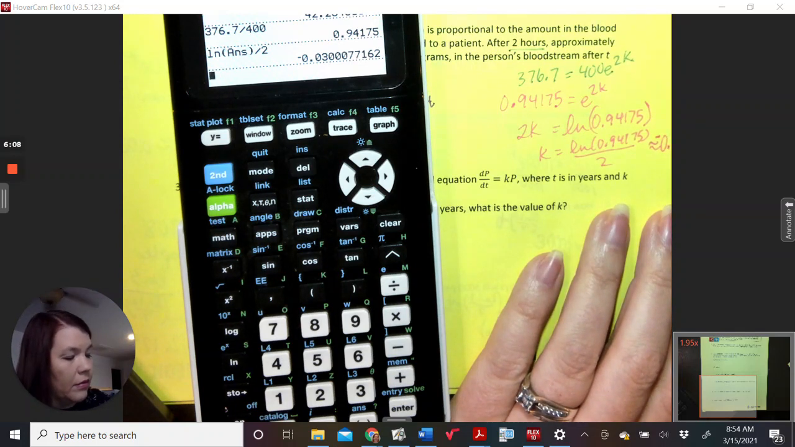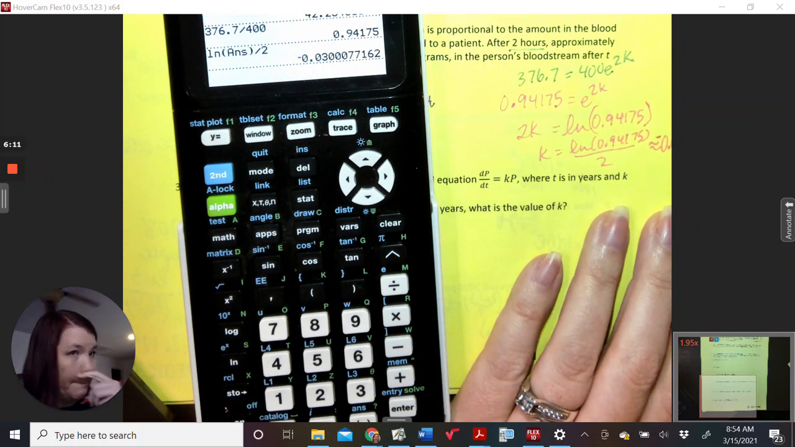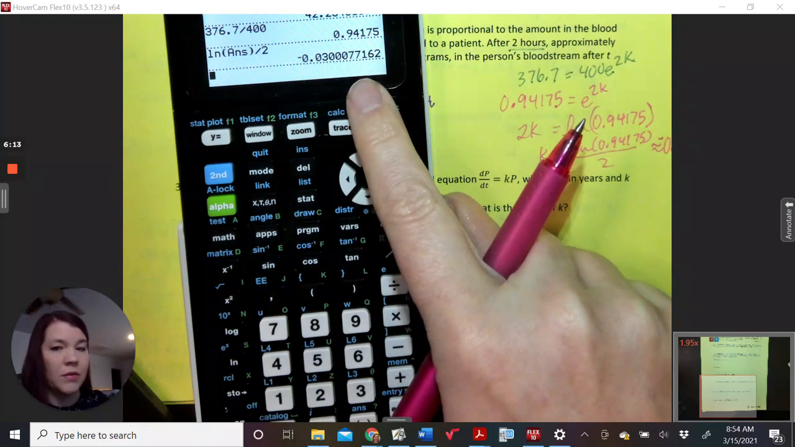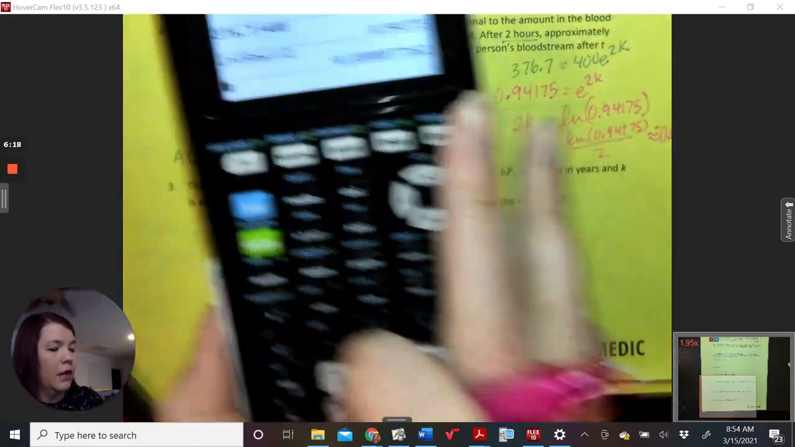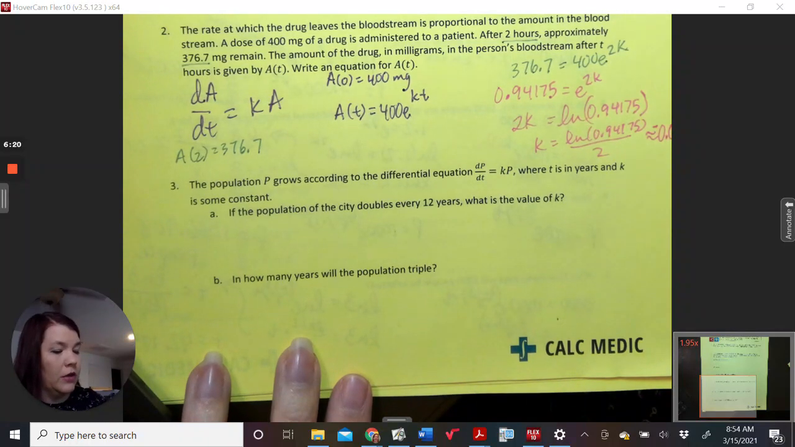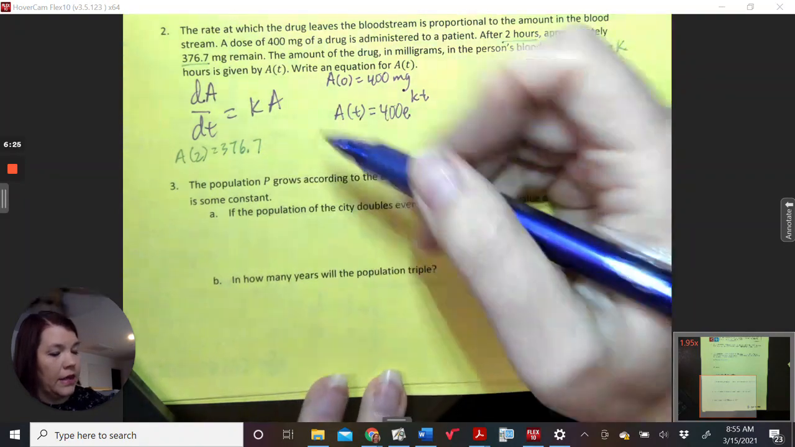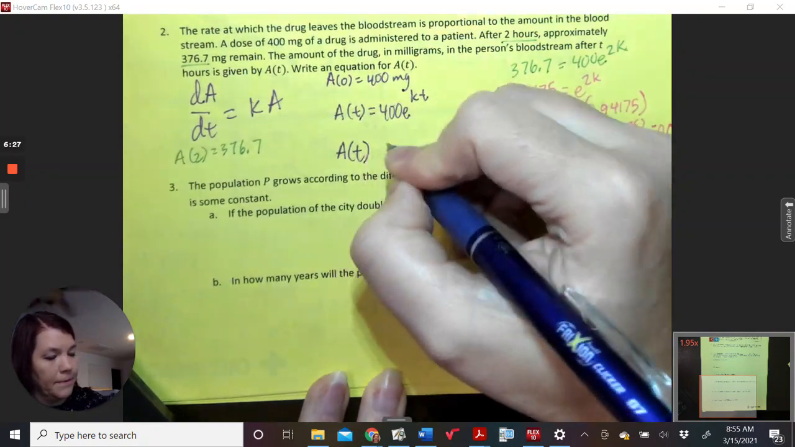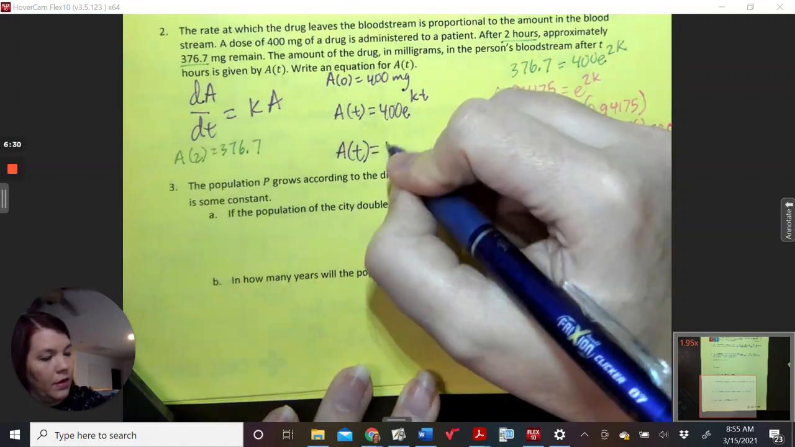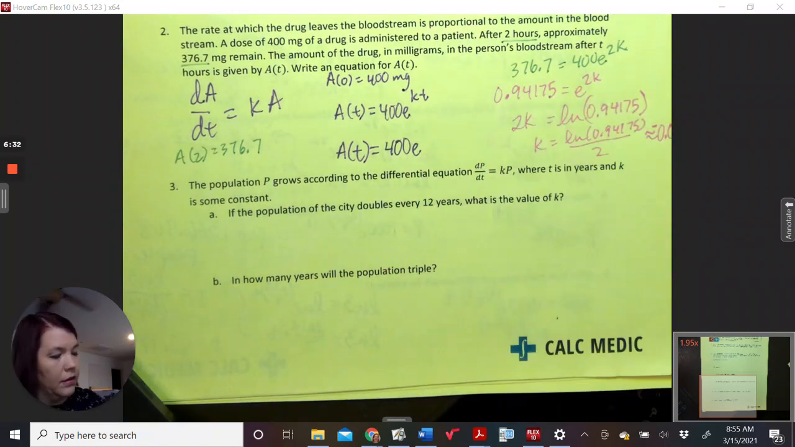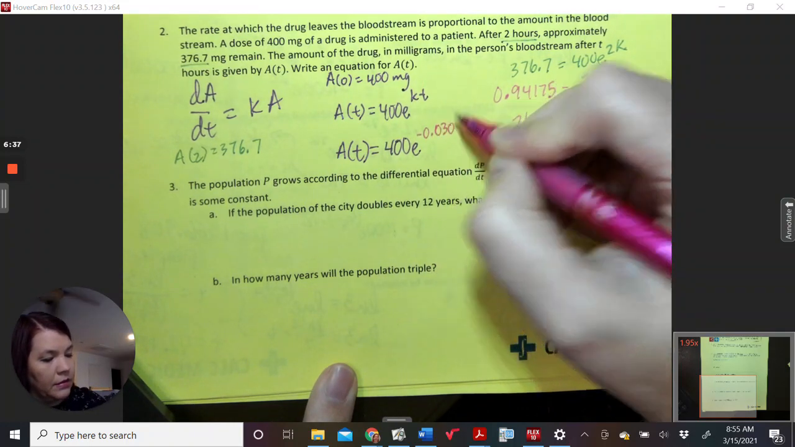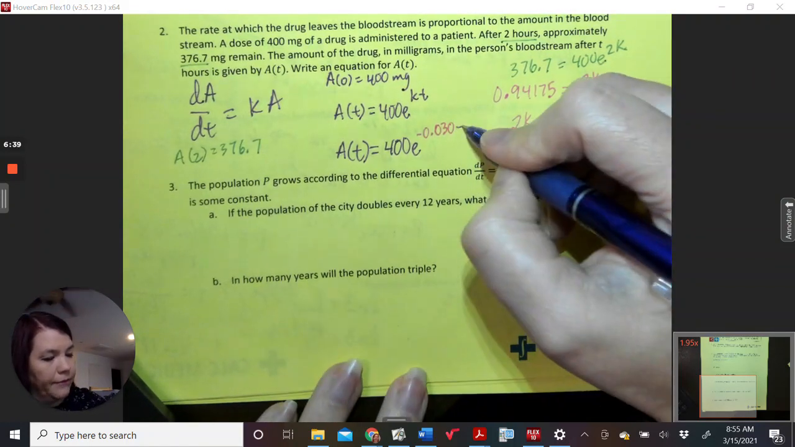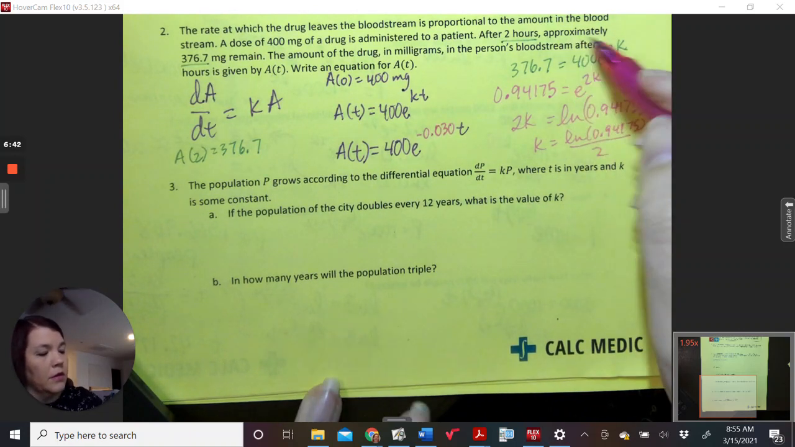And so my equation in the middle here is A of t equals 400 e to the negative 0.030t. So this work led to this answer. And that's my answer. Ta-da. Okay, so again, don't forget the shortcut. It's awesome.